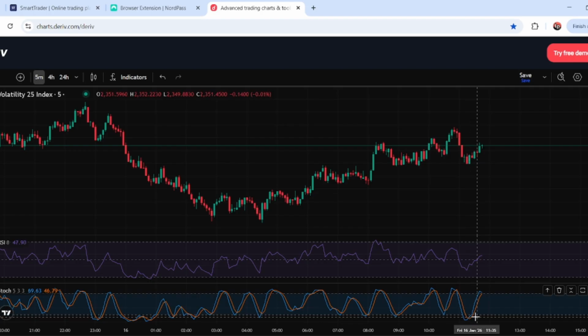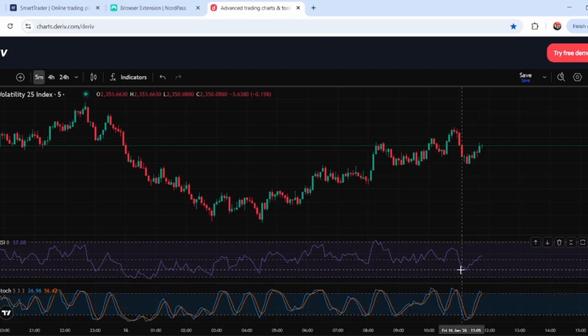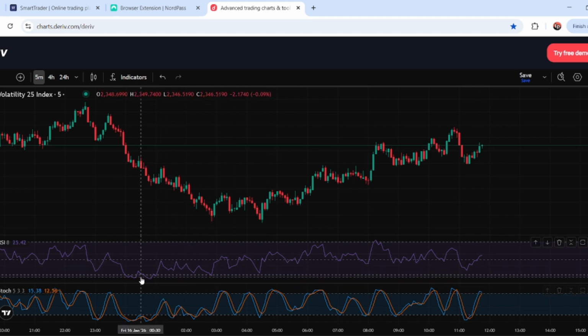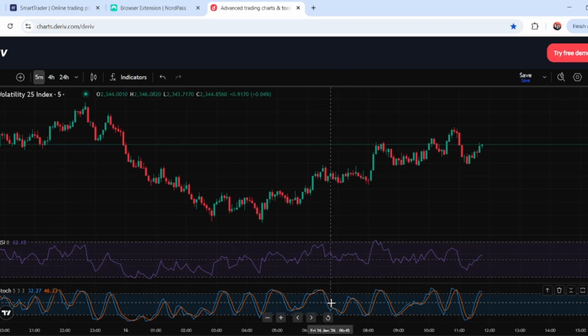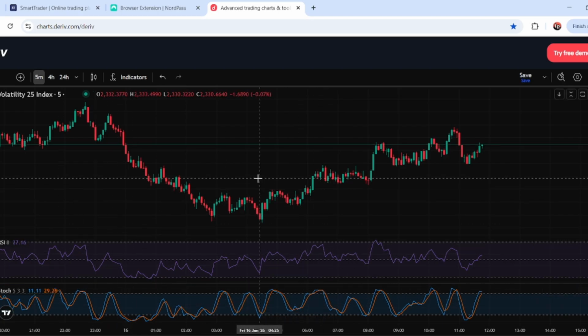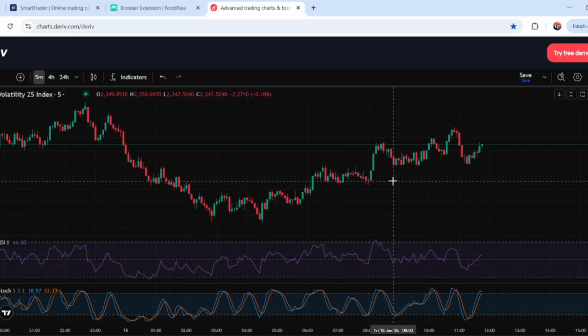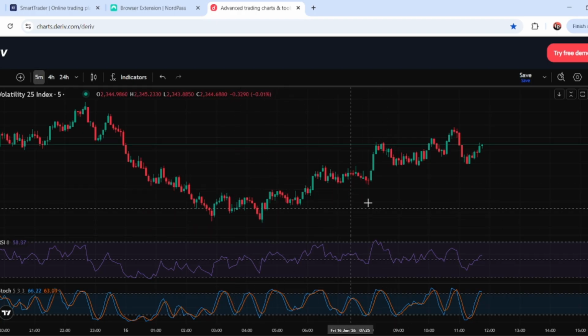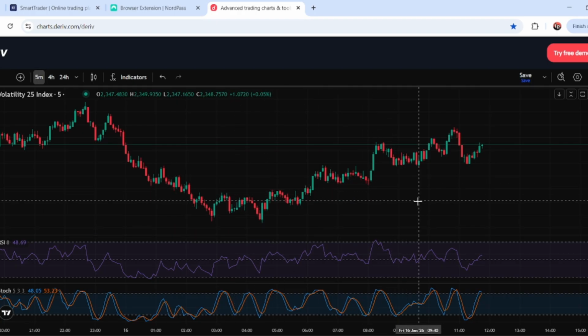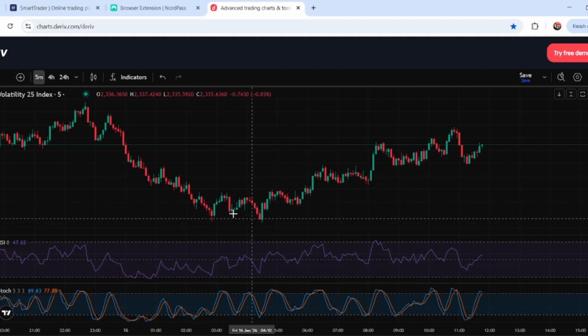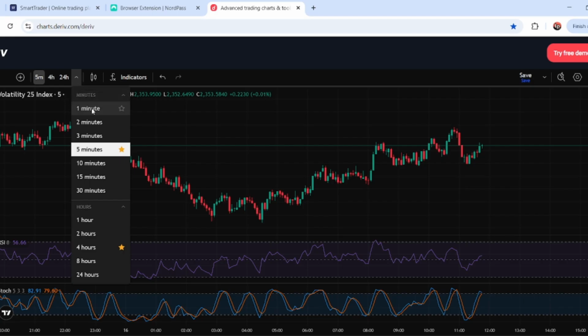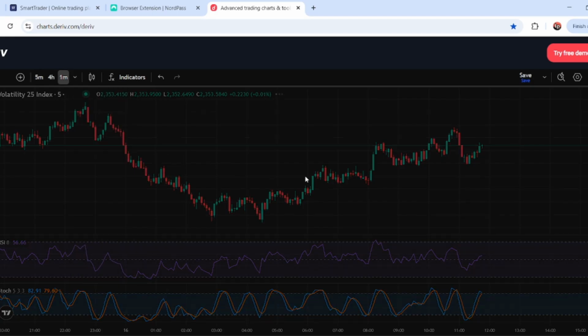If your stochastic touches your support zone and your RSI hasn't touched your support zone, you don't look for signals. The only time you look for signals is when it touches, then you look for buy. When it touches at the top, you look for sell. So before you do this, you must also know where the market is going. You must know if the market is going uptrend or downtrend before you can spot the signals. I will look for a 1 minute time frame because 1 minute is quicker to trade.